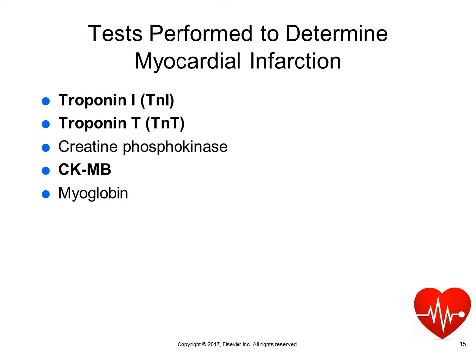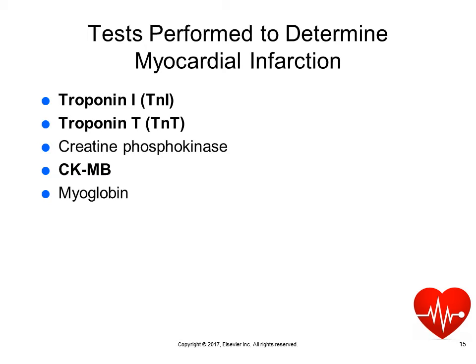Tests we perform to determine MI: troponin. We have the troponin I and the troponin T. Normal levels of those are for TNI are less than 0.3 micrograms per liter. And then for TNT, it's less than 0.1 micrograms per liter.